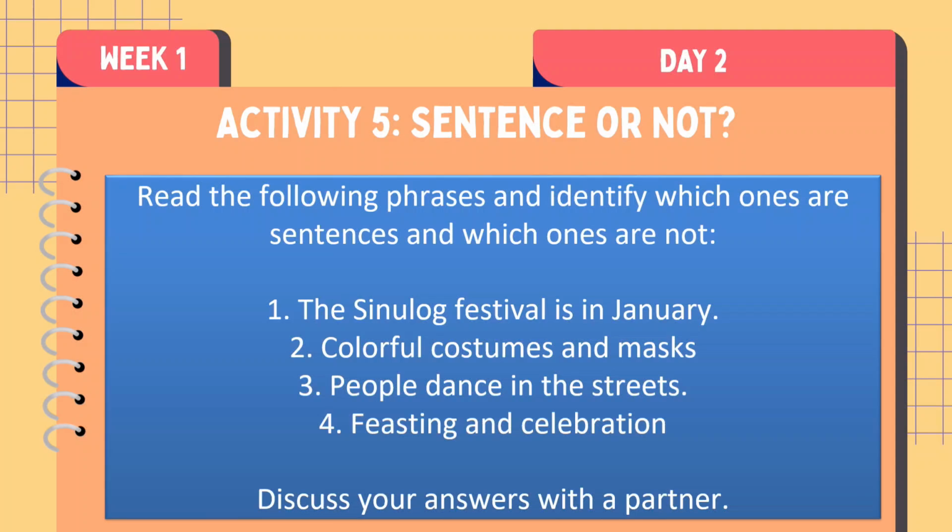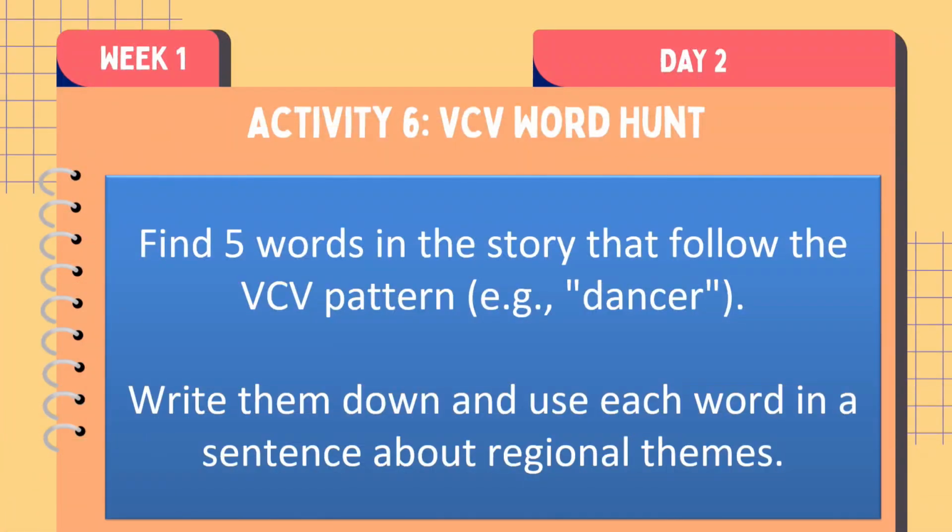Now, read the following phrases and identify which ones are sentences and which ones are not. Discuss your answer with a partner. Find 5 words in the story that follow the VCV pattern. Example is dancer. Write them down and use each word in a sentence about regional themes.